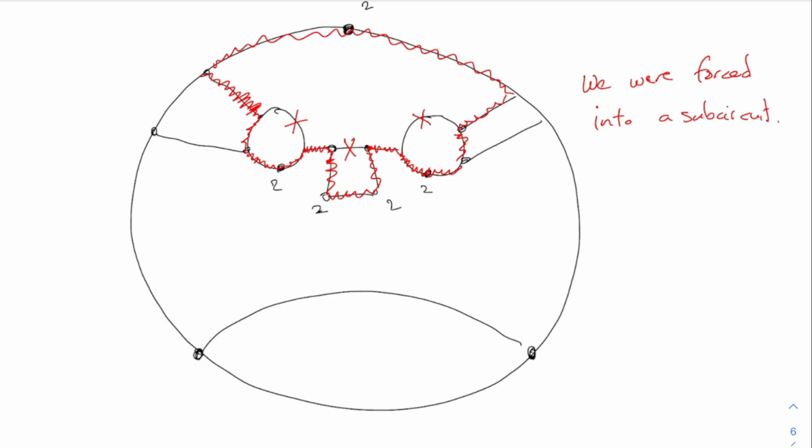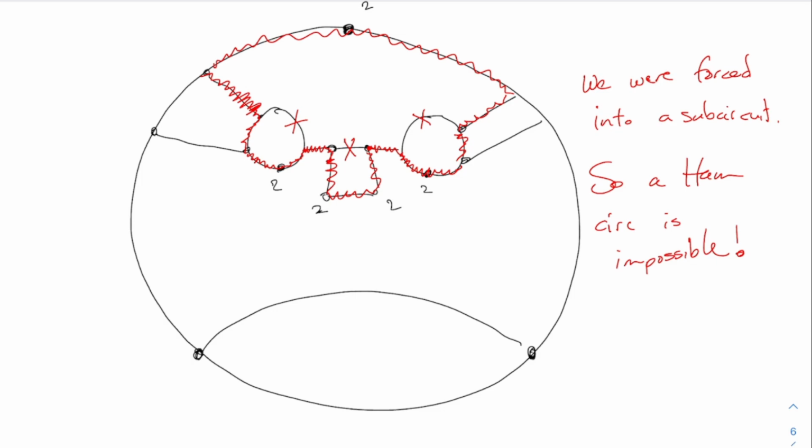Now, she said there's still more that you could do here by excluding and so on. Eventually, you might find a three-way somewhere else, but we might as well stop at this point because we've already made a subcircuit. All right, so a Hamilton circuit is impossible.